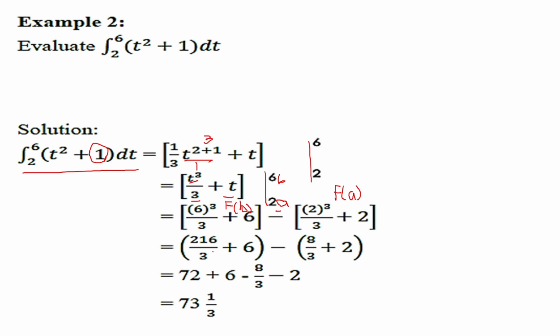So you will just simplify this one. 216 divided by 3 is 72, plus 6, minus, and then a third, minus 2, since minus times positive is negative. So if you sum this up, your answer is 73 and 1/3. Okay.